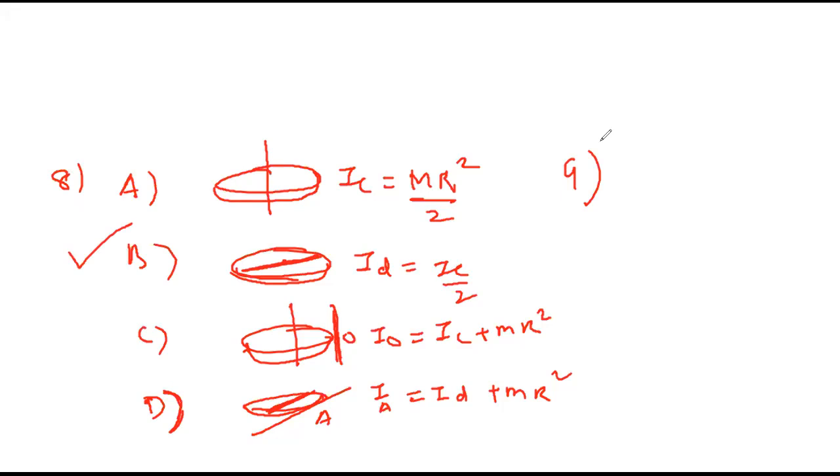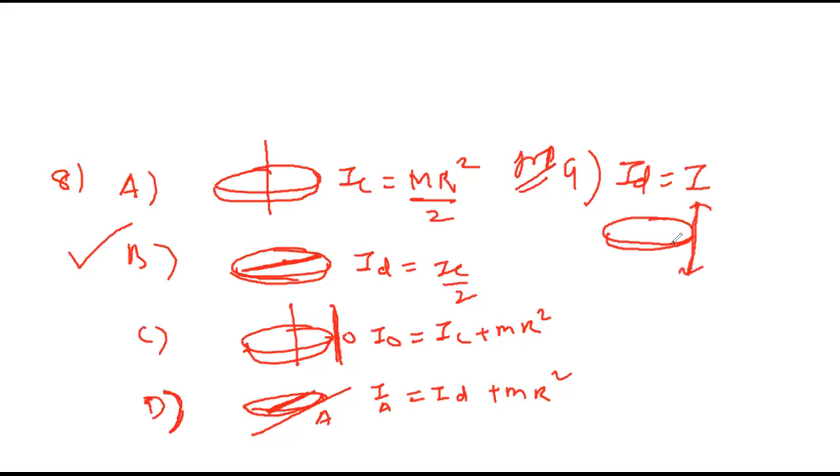Ninth, again, very important. Moment of inertia of a circular disc about a diameter is I. Its moment of inertia about an axis perpendicular to its plane and passing through a point on the ring is what?